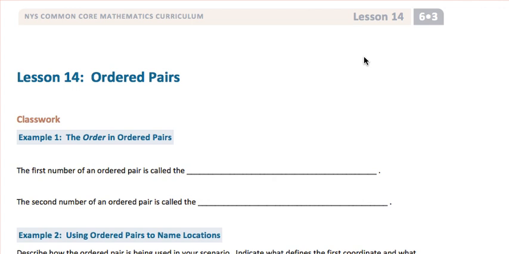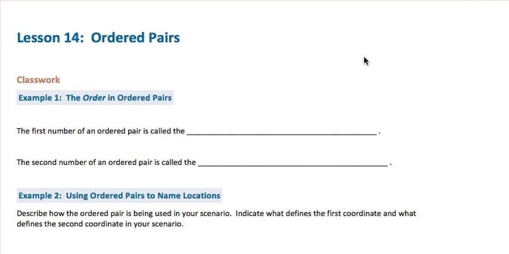In Module 3, Lesson 14, we're going to look at ordered pairs. To start off, we're going to hopefully review things that we have looked at in the past. And example 1, the order in ordered pairs.